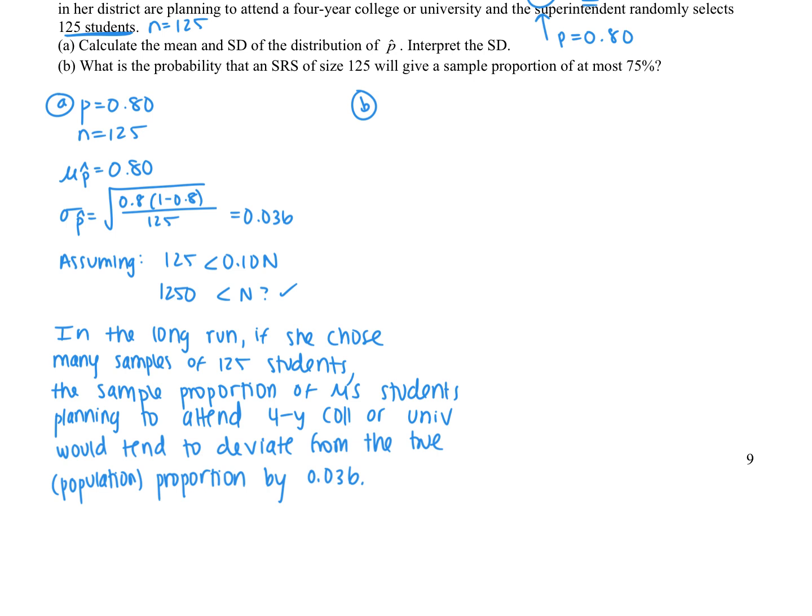The entire key to this question is writing probability notation correctly. So it tells us we're taking a sample, and it says sample proportion. Both of those indicate to us that we are using p hat. So we want to know what is the probability that p hat is less than or equal to 0.75.